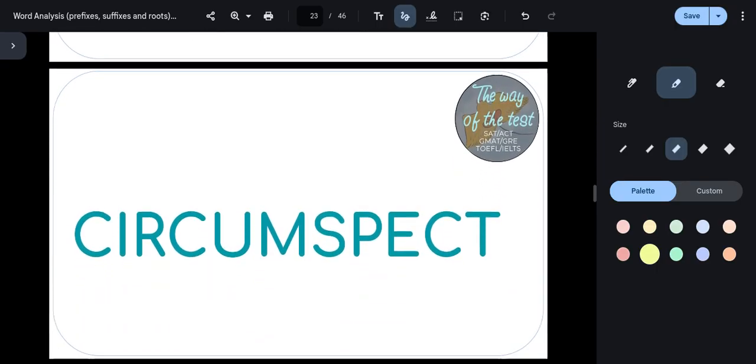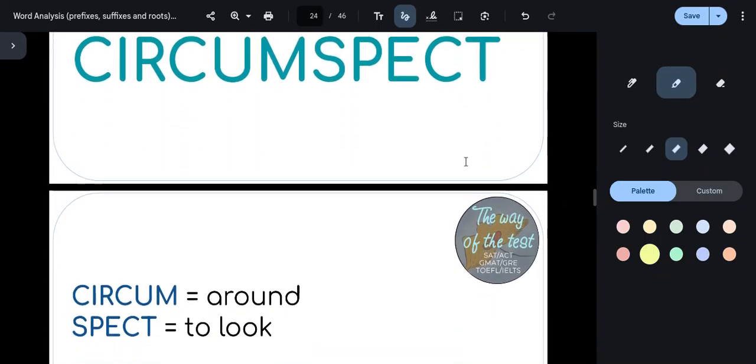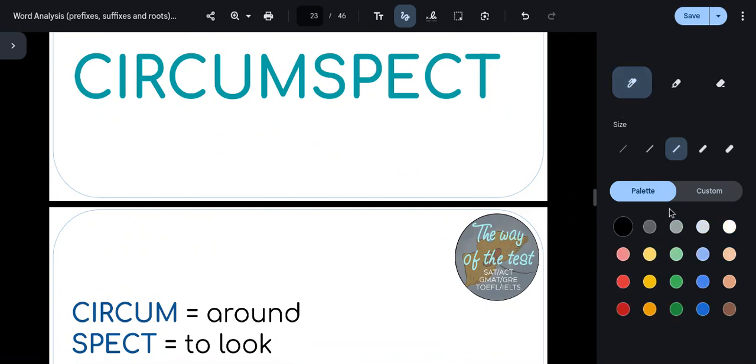Okay, I'm going to do one more. Circumspect. Pause the video, analyze it. Okay, we're gonna see it. So we have circum, which means around, like a circle, right? And we have spect, like we did before, which means to look. So we have to look around.